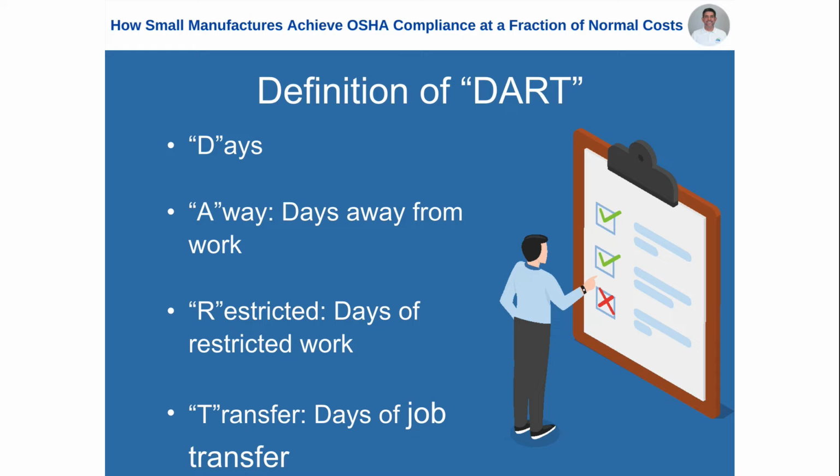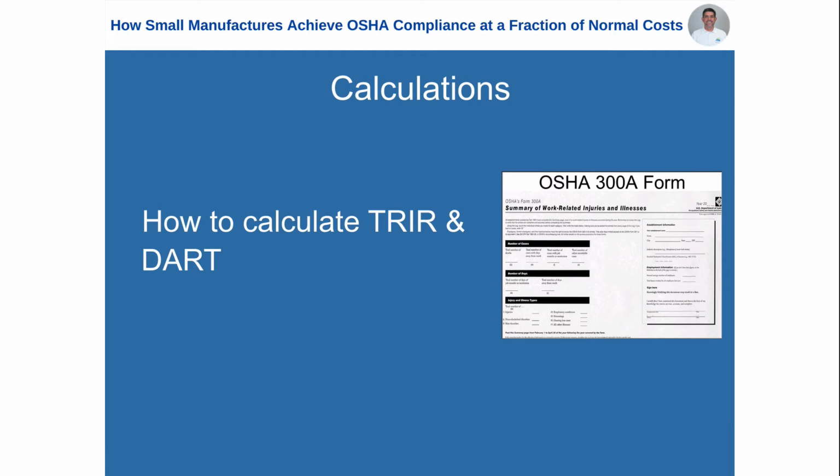So related to restricted, if an injury means that somebody, again, can't perform their normal tasks, maybe you need to reassign them to something less strenuous like an administrative task. So again, any sort of recordable injury or illness that results in days away, restricted, or transfer, that's going to get factored into your DART calculation. And we'll talk more about that in a minute, what that looks like. All right, let's go ahead and talk about calculation.